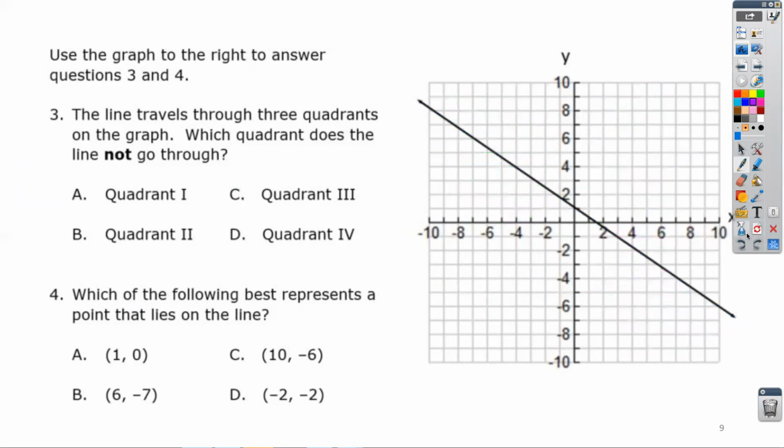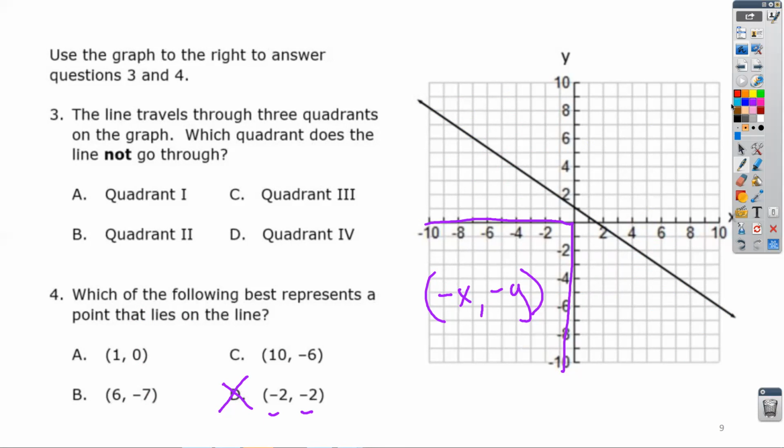Now, number 4 says which of the following best represents a point that lies on the line. So we said it is not in quadrant C, which are negative x's and negative y's. So therefore, D cannot be it because that's a negative, and we said it was not in quadrant 3. So that's where knowing positive negatives on here really pays off because you're able to eliminate choices.